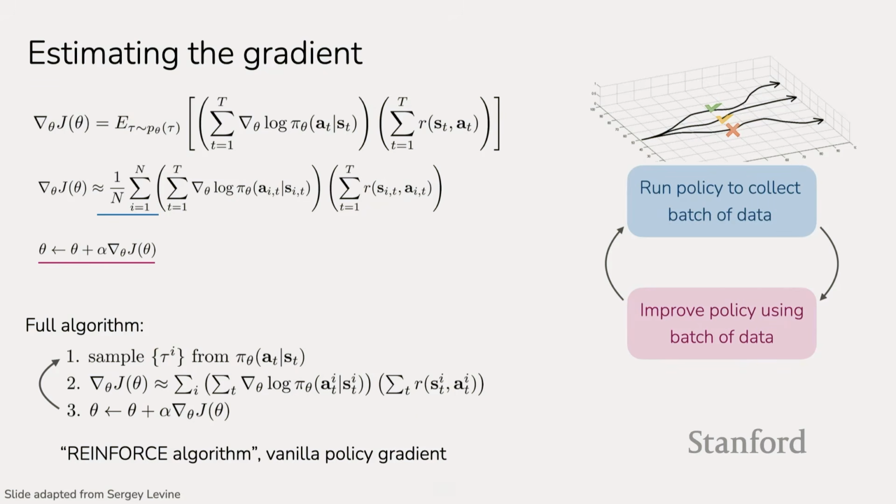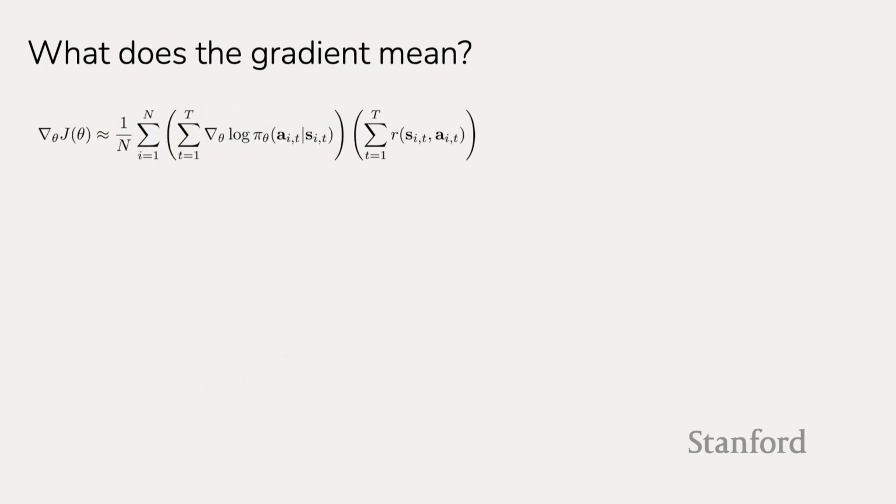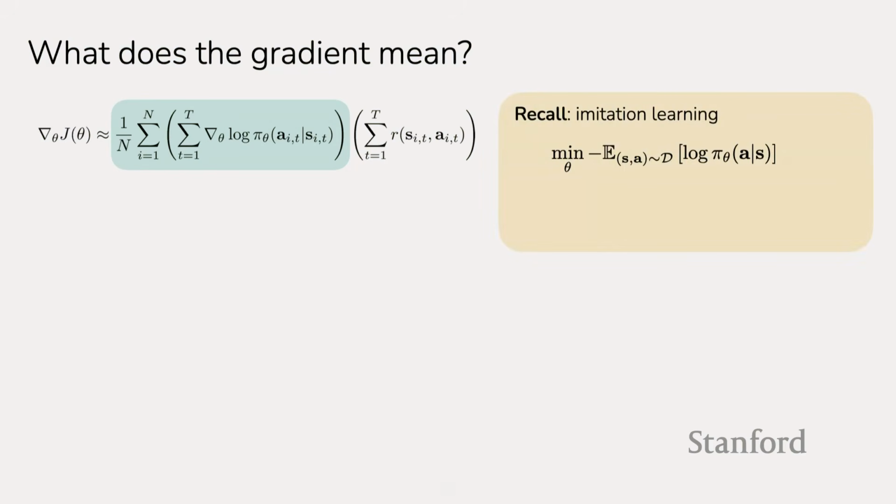Great, so let's talk about some of the intuition behind this. So there's the math, but what does this gradient actually mean? Maybe let's start by looking at the first term. If we think back to imitation learning, this first term is actually the same as the gradient of the imitation learning objective. In imitation learning, we were trying to mimic actions from some demonstration data set by maximizing the log probability or minimizing the negative log probability. And if you take the gradient of that, it's similarly going to be the gradient of the log probability.